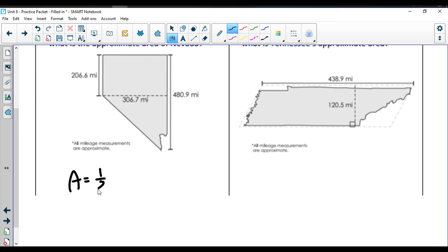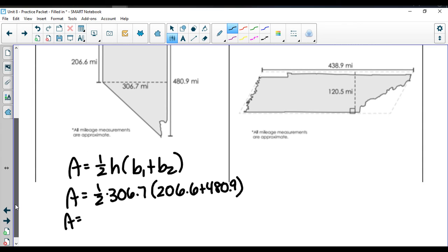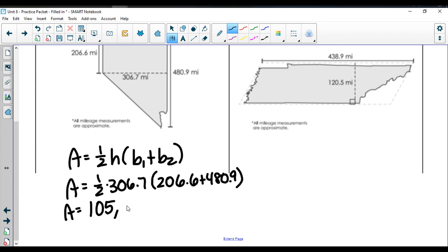So area for a trapezoid is 1/2 the height times the sum of the bases. So my height is 306.7, and we're going to multiply times the sum of the bases, which is right there. So 1/2 times 306.7 times the sum of 206.6 plus 480.9, which is going to give me 105,428.125. That's going to be miles squared here for that one.